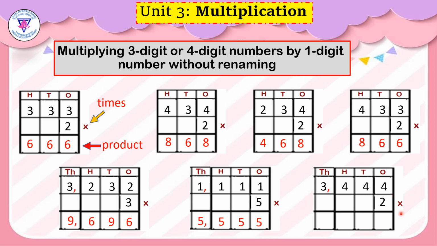Let's proceed to the last example of the numbers, 3,444 multiplied by 2. It's very simple. Start with the ones place. 4 times 2 is 8. 4 times 2 is 8. 4 times 2 is 8. Then the last one is 3 times 2 is equal to 6. So the answer is 6,888. These examples are multiplying 3 or 4 digit numbers without renaming.